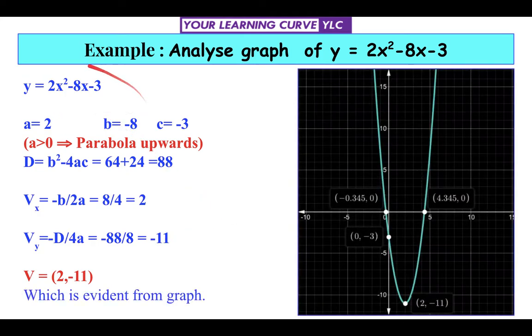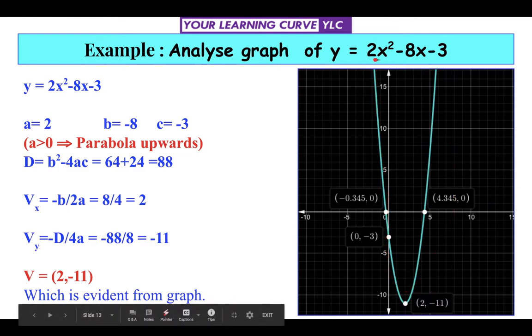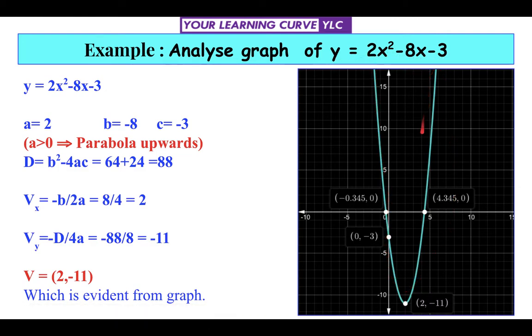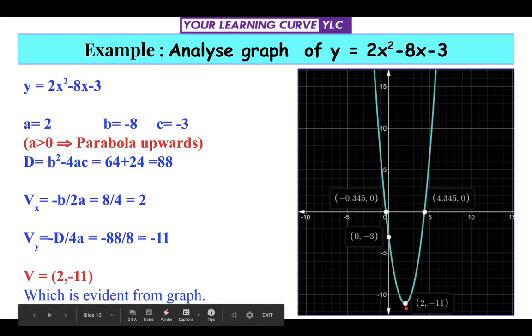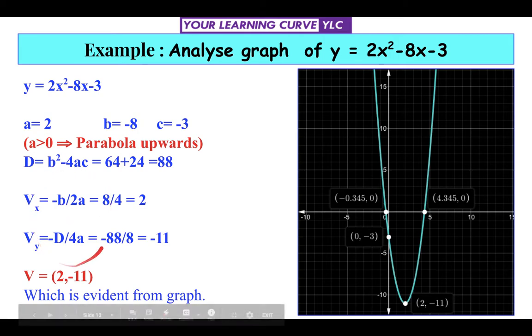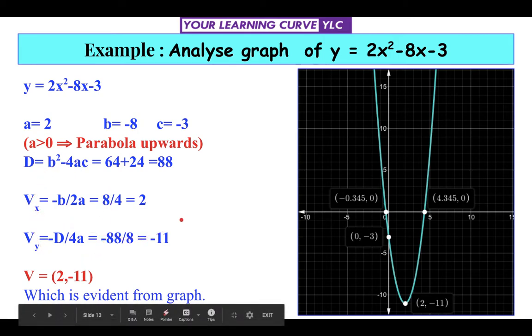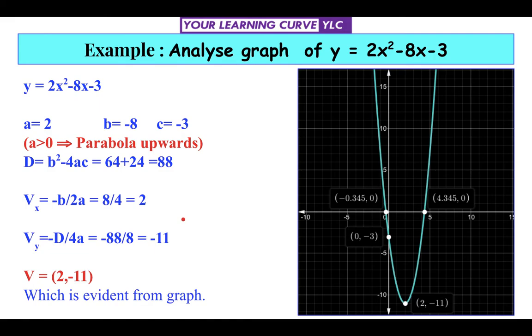If we plot the graph, the actual graph of this function y = 2x² - 8x - 3 is like this. So we can easily verify from the graph that the minimum value of this function occurs at x equal to 2 and the value is -11, which is the coordinate of the vertex (2, -11). Hence we have verified also that the vertex is (-b/2a, -D/4a). Remember this quantity, this is very important for the analysis of quadratic functions.